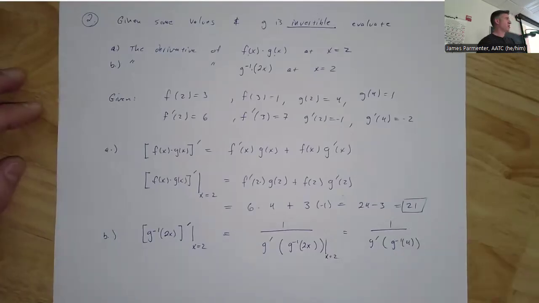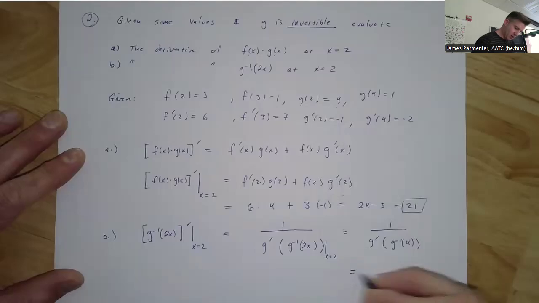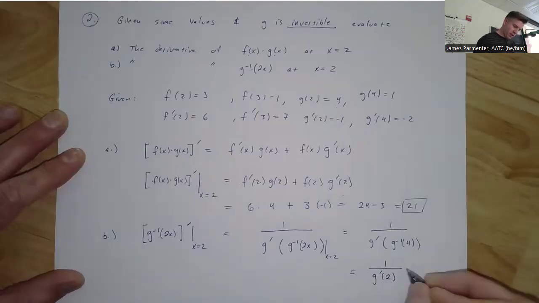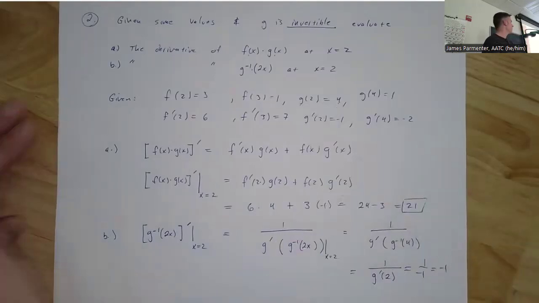Okay, what's G inverse of 4? Show me on your fingers. Yeah, right. G inverse of 4 is 2 because G of 2 is equal to 4. So we're going to say this is 1 over G prime of 2, which is then equal to 1 over negative 1, which is negative 1.